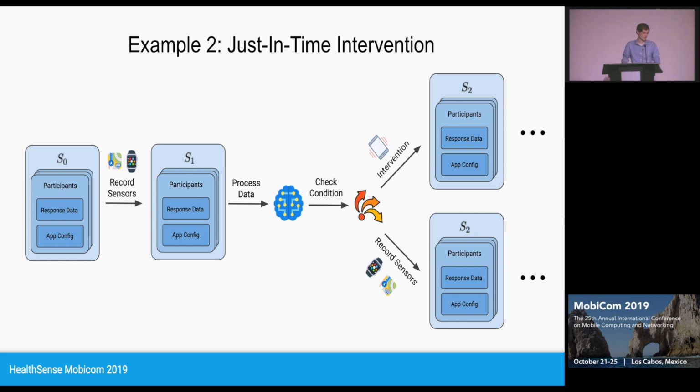And here's an example of how just-in-time intervention is a special case of our generalized trial type. Again, you start off with the list of participants, each with their own response data and app configuration. You record internal and external sensors, as well as survey responses from each application. And then at each time step, you process the data and check a condition. If the condition holds true, then you give an intervention. Otherwise, you continue to record from sensors.